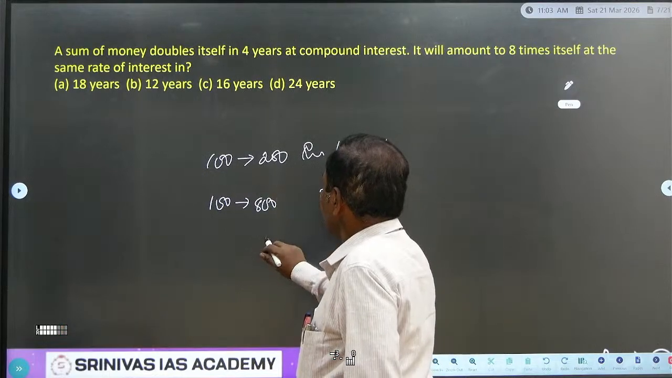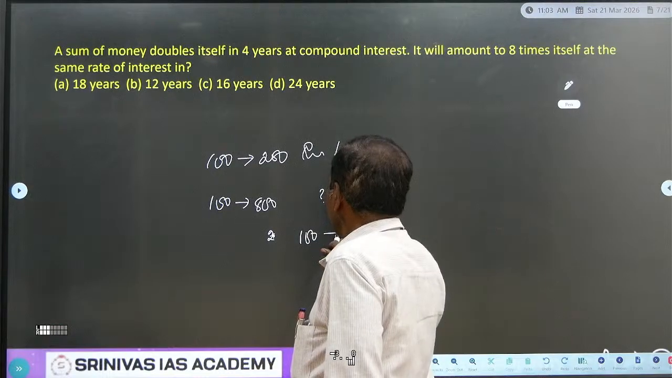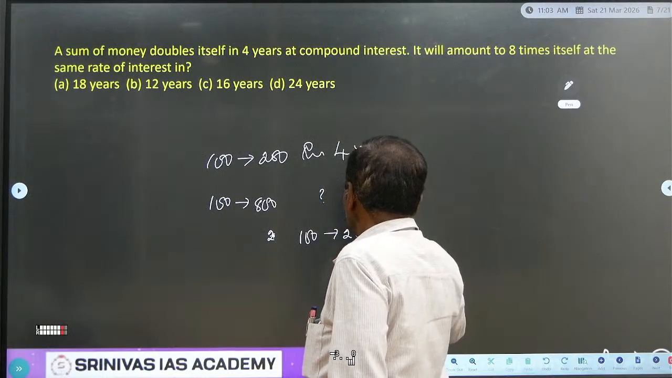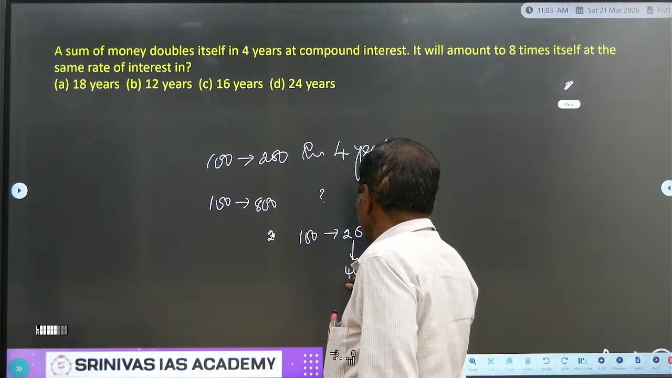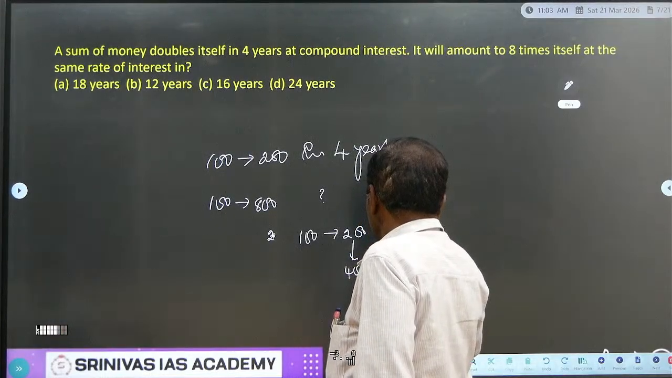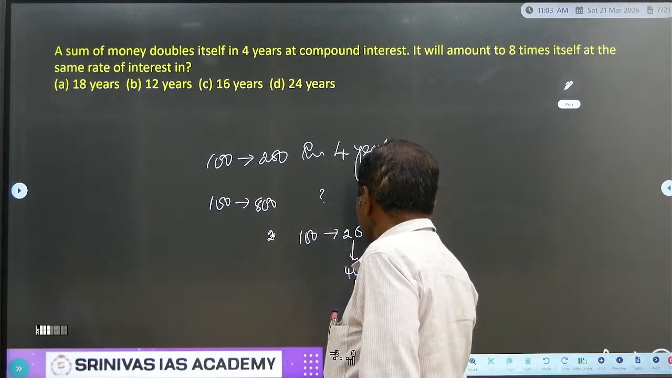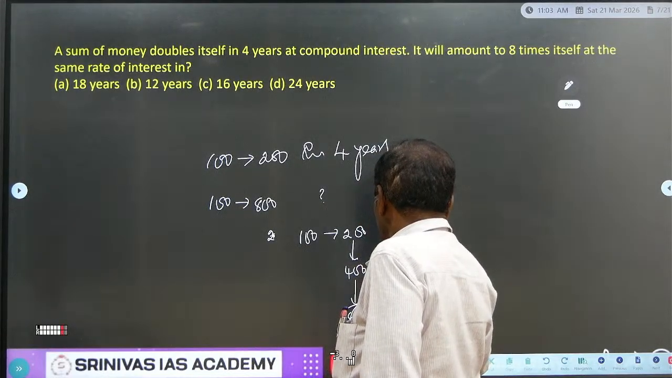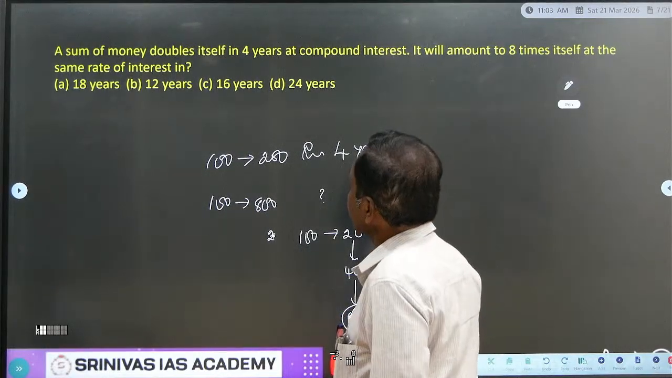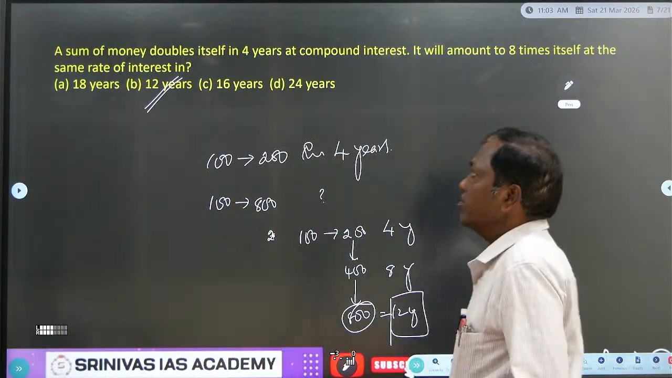Now for 100 to become 200 takes 4 years. Again this becomes 400 in another 4 years, that is 8 years. Again this will become 800 in another 4 years. This means 12 years. Option B. The simple way you can do it like that.